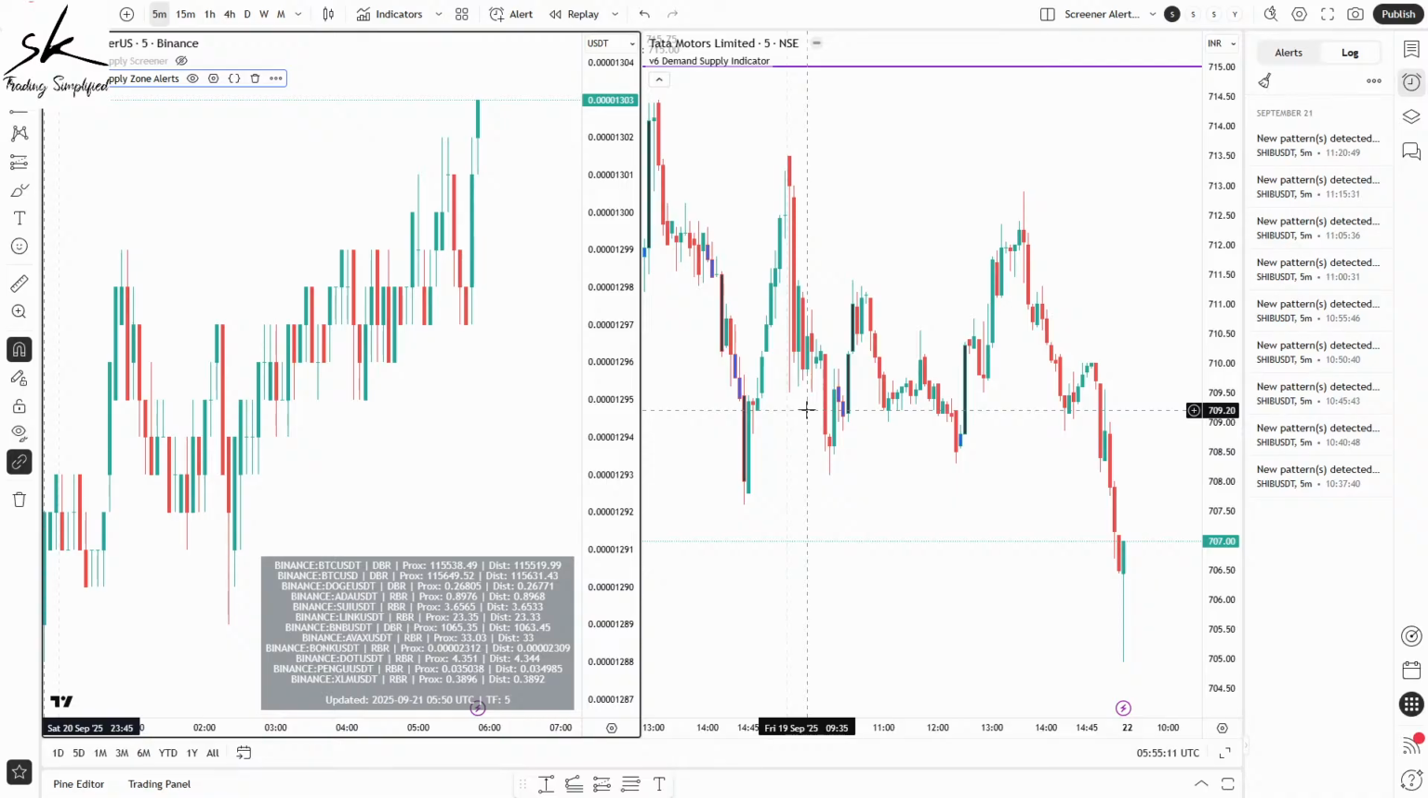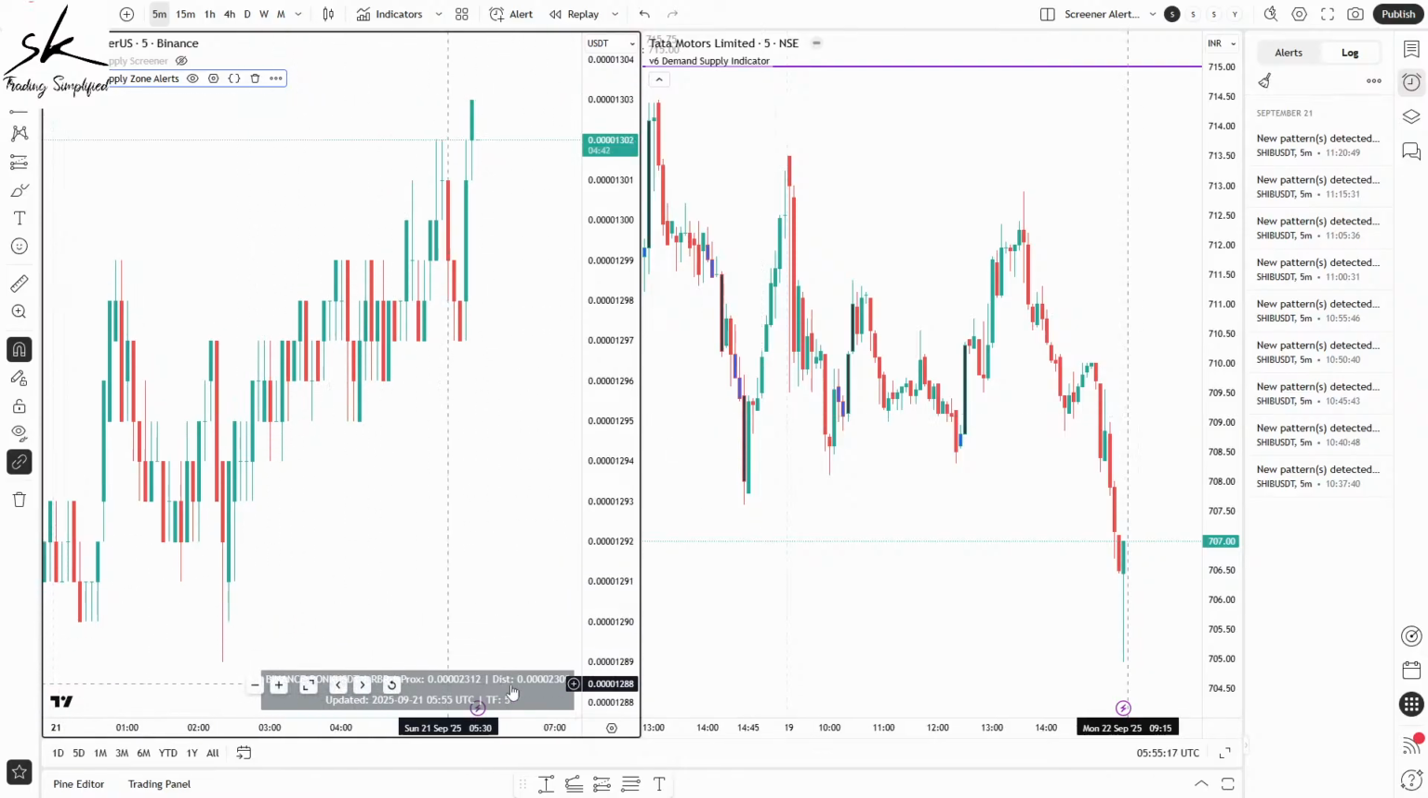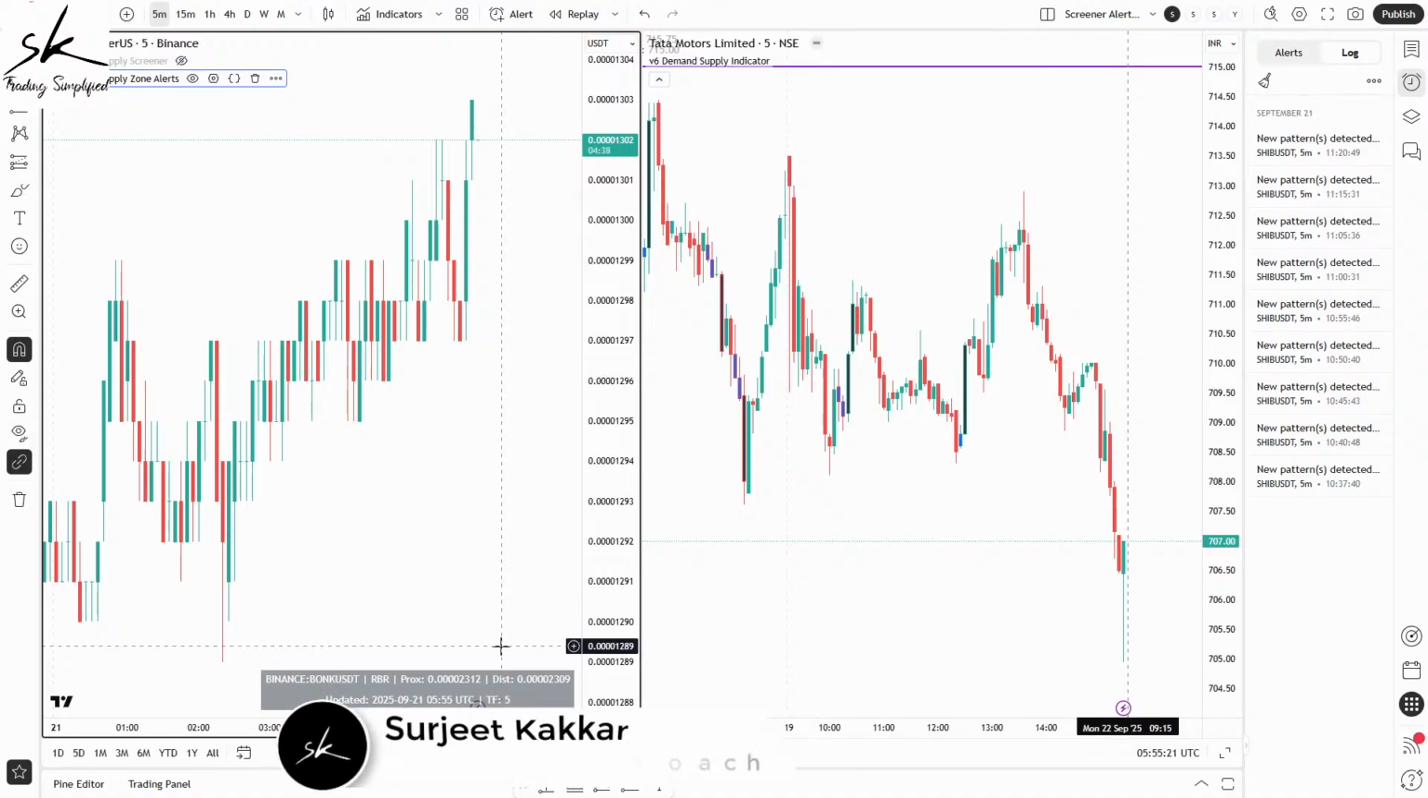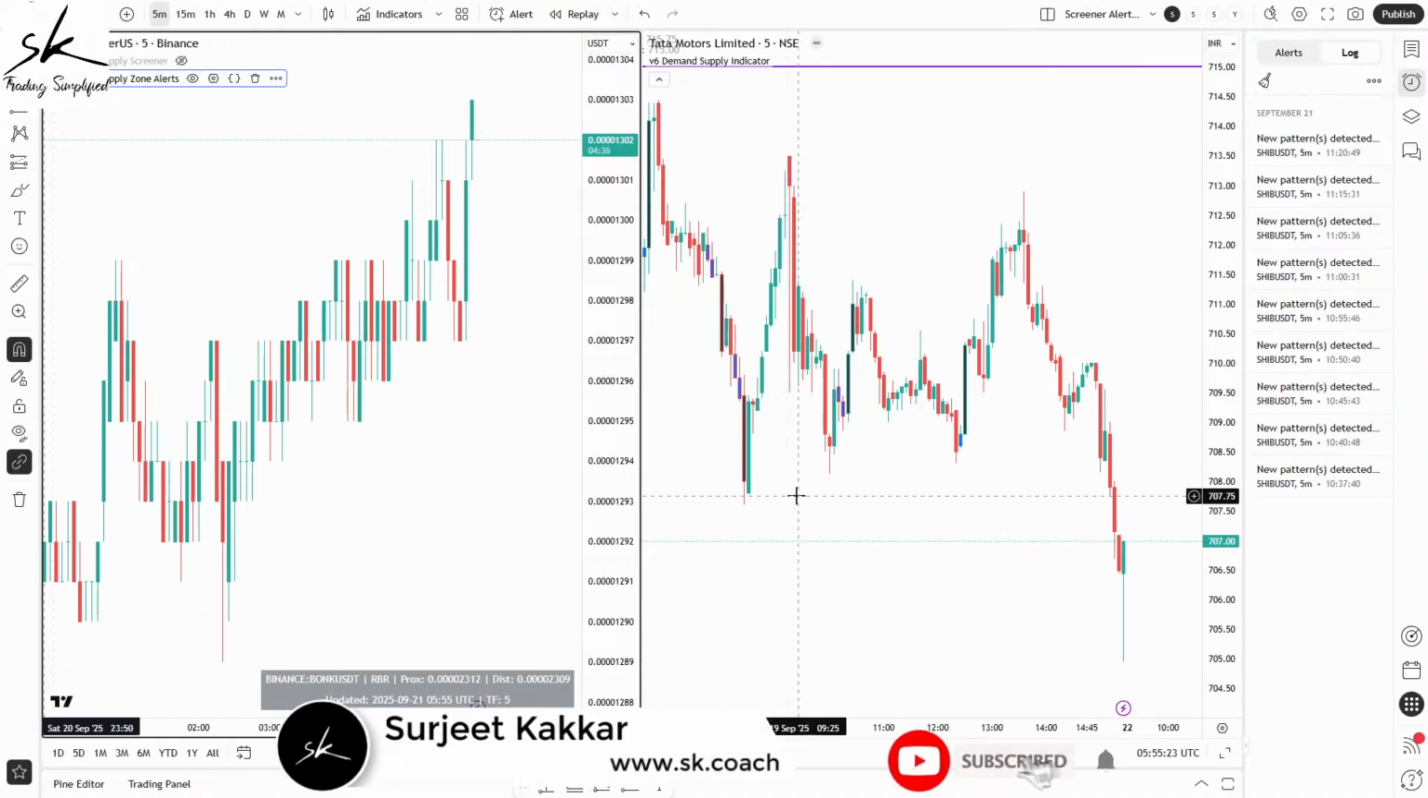I would also like to add that if you have a free account, you will still be able to see these updates on your chart. But if you have a paid account, you can also set your alerts wherein you will be getting your notifications as and when the zones are getting formed.